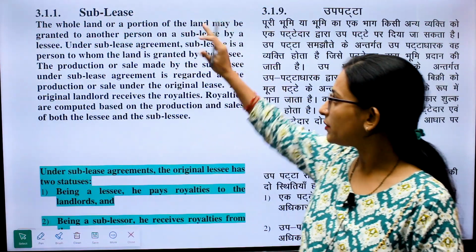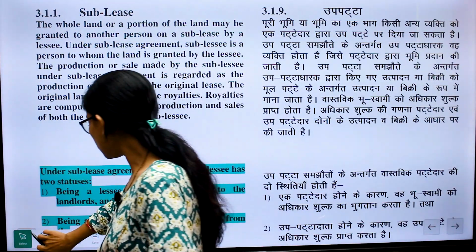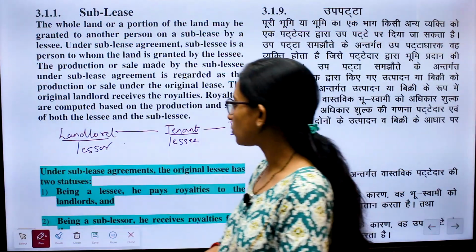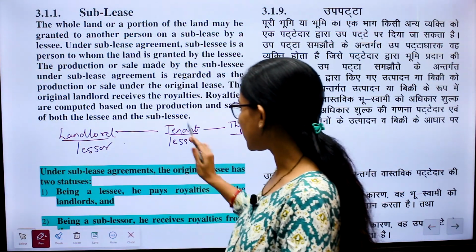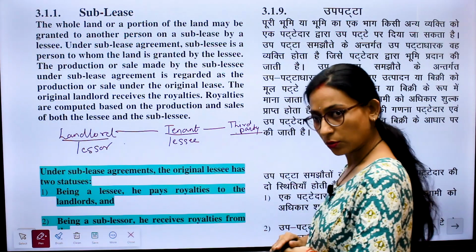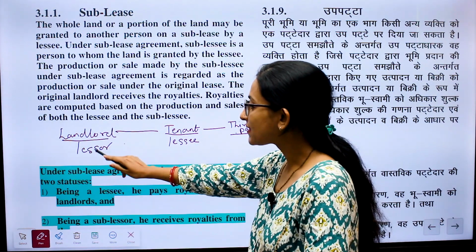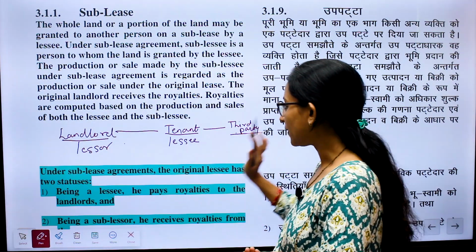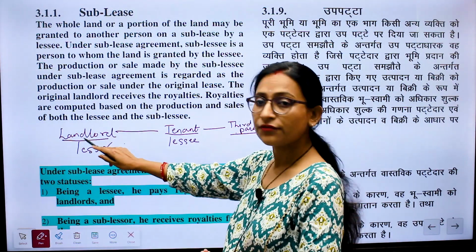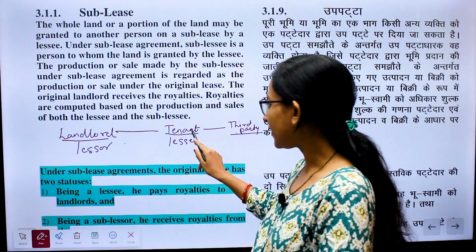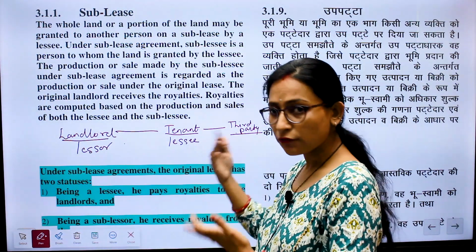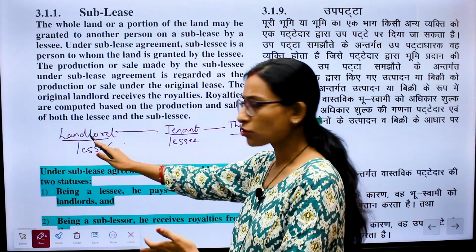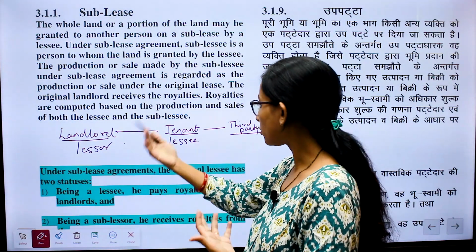So what is sublease? Let's start with the meaning of sublease. There are three persons: one is the landlord, one is the tenant, and one is a third party. Landlord we call the lessor, tenant we call the lessee, and then the third party. When the landlord gives the right to use his land to the tenant, in respect of that the tenant pays him a royalty. This is the case of lease or royalty payment.